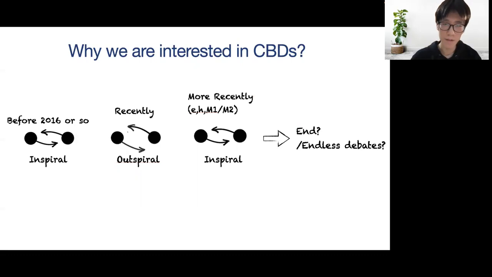More recently, people found that if you change several parameters of the binary system, such as the eccentricity of the binary, the disk aspect ratio of the circumbinary disk, or the mass ratio of the binary, it will still go to inspiral instead of outspiral. So this is still an open field, because people are debating whether the binary will generally inspiral or outspiral.